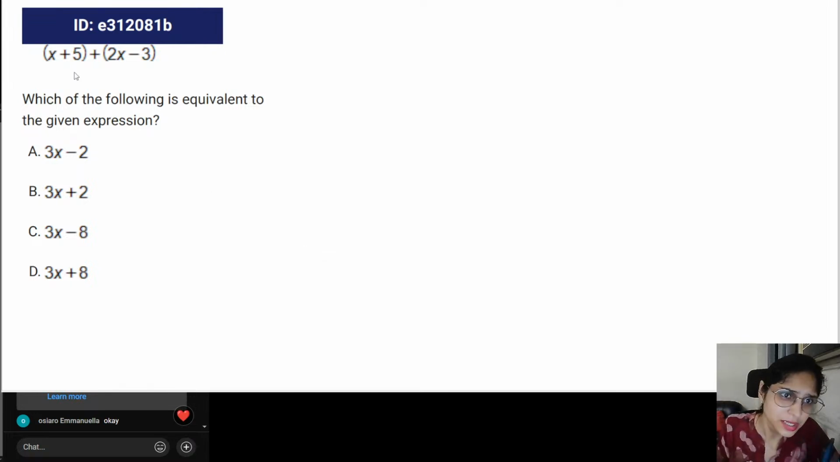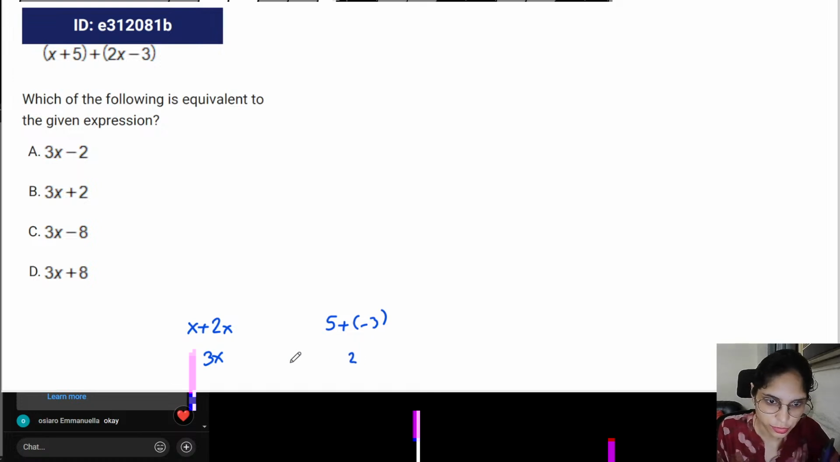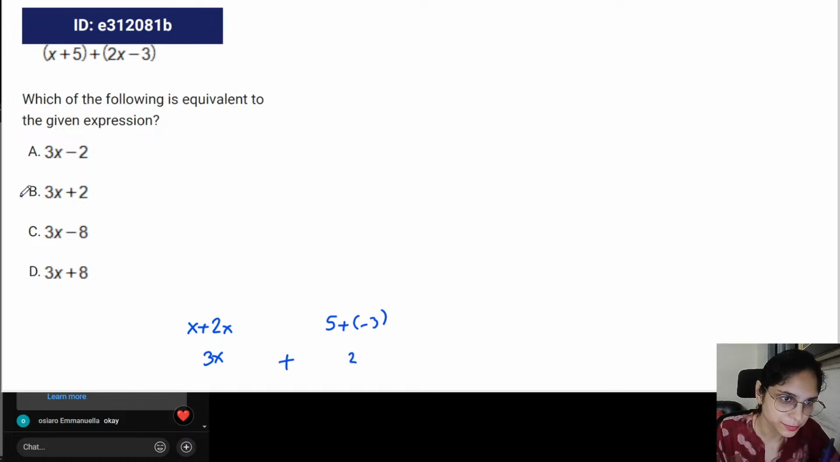Let me also tell you that this is addition of polynomials. Like I told you, operations will be there. So for addition of polynomials, you combine like terms. So x plus 2x are your like terms, and then 5 plus negative 3 are your like terms. x plus 2x is 3x, 5 minus 3 is 2. So the answer is 3x plus 2. That's it.